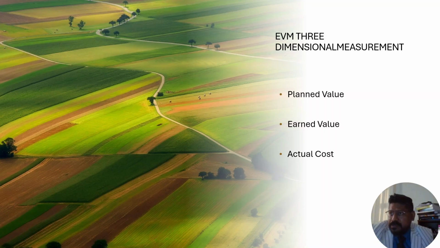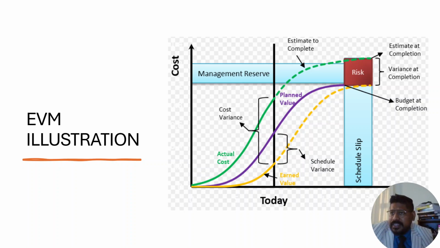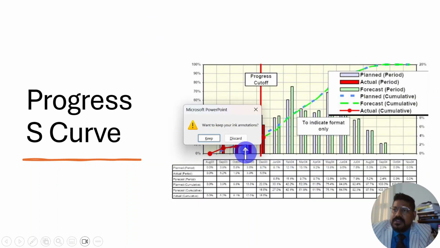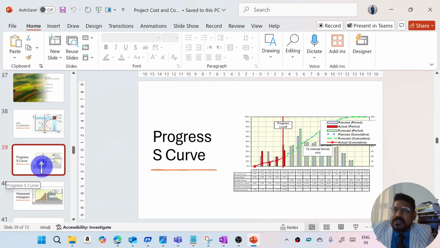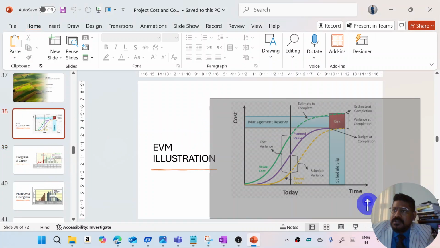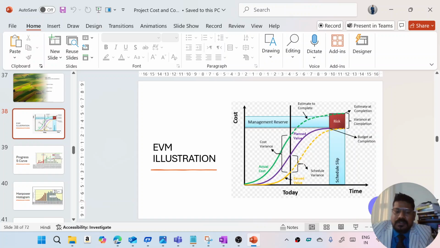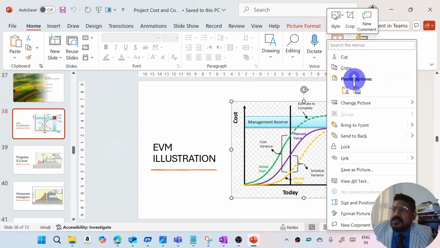EVM, three-dimensional measurement: planned value, earned value, actual cost. We discussed that just now. Now understand what I'll do. I'll discard this, I'll go here, and let's take it to here.